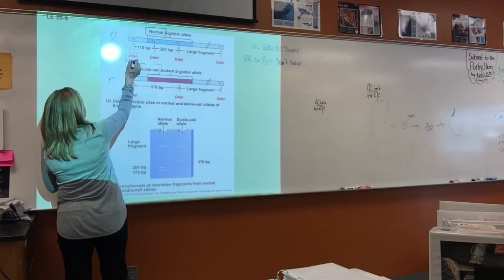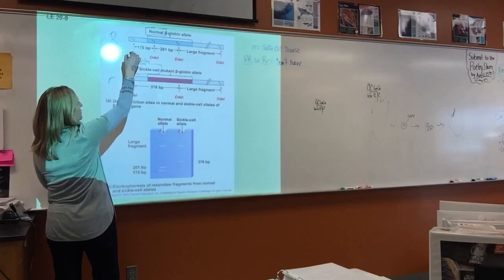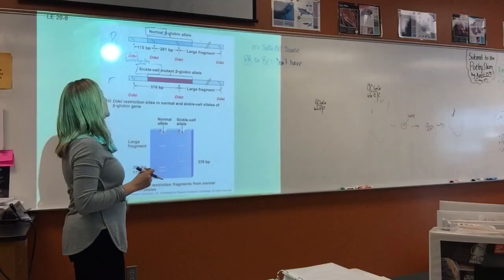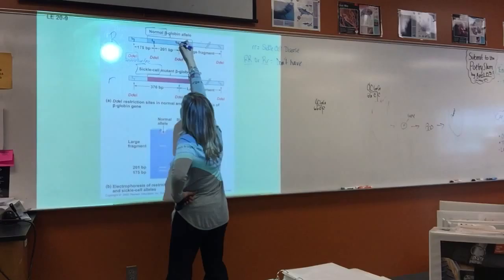So we use the same restriction enzyme. Notice here, we're using the same restriction enzyme to cut up the genes. In a normal gene, these right here are your cutting sites, so it cuts four times.